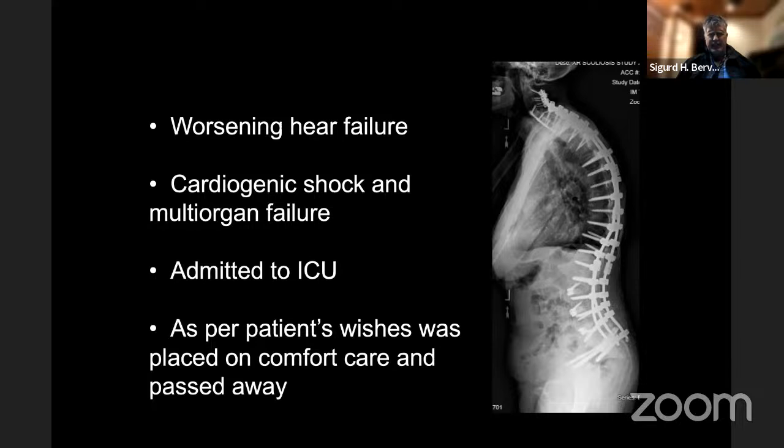Jens's point is a very good one, that these really are multi-system organ failures, and the spine is part of that. Even before her initial surgery, she had been admitted to an ICU for a prolonged period for multi-system organ failure. So taking these on in the first place can be very challenging, and it's really a lifelong relationship with these patients. This is somebody who I knew for over 12 years.